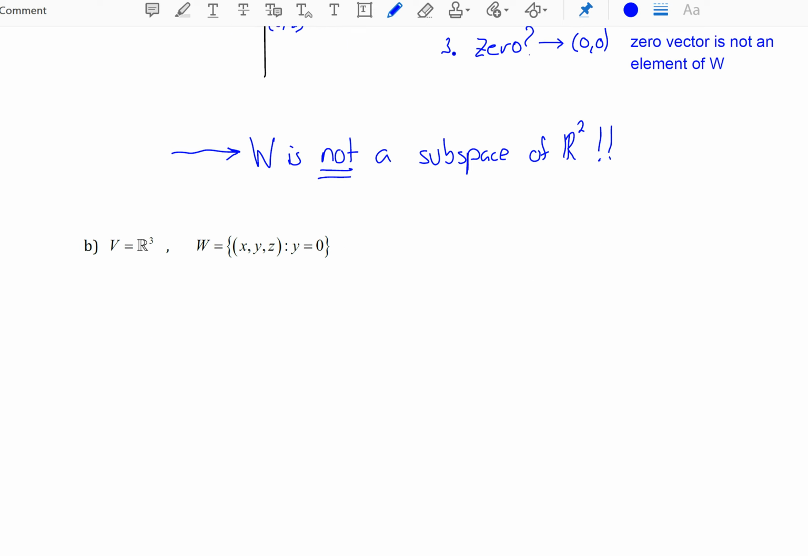Let's try another one. Consider the vector space R3. Is this definition of W a subspace?